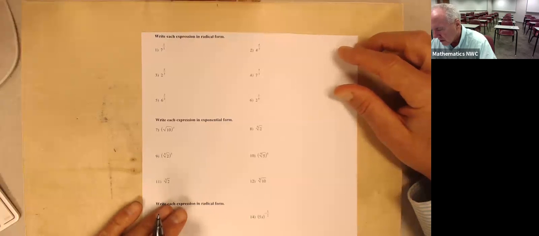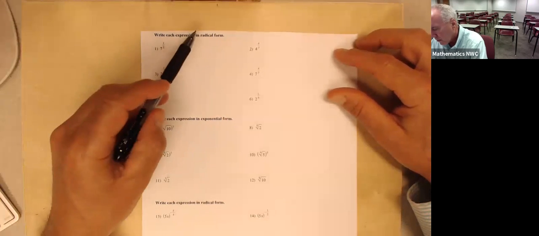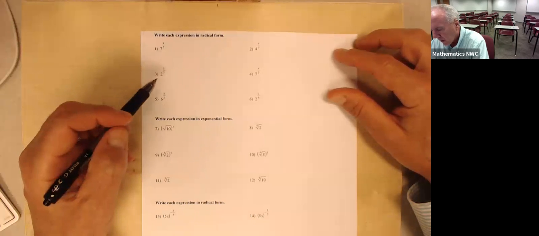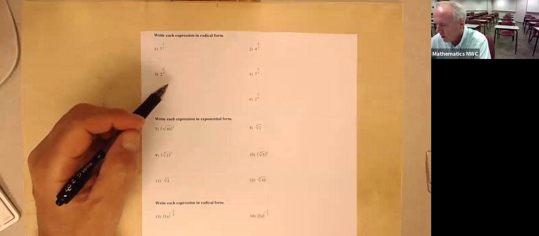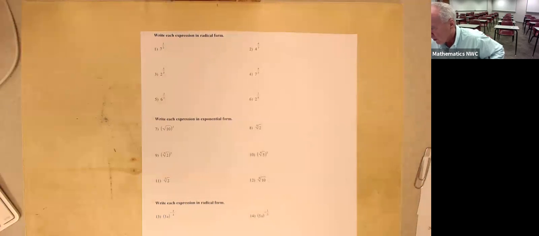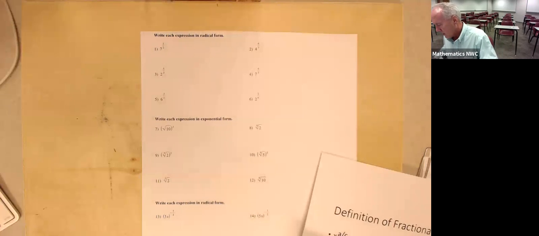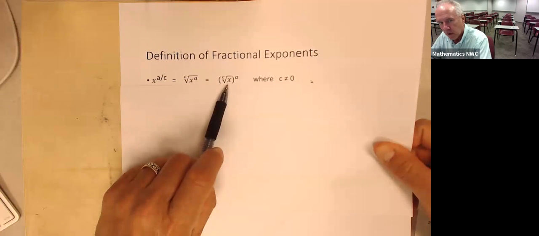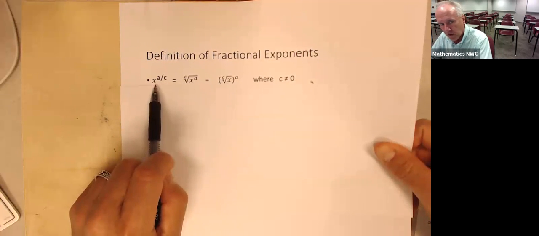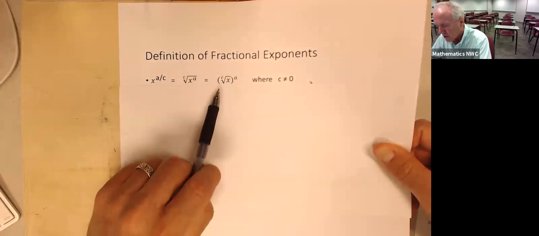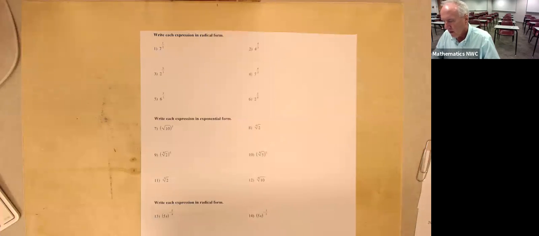This particular sheet is just practice going from radical form to exponential form. I want us to be able to go back and forth very, very comfortably. And what I'm really asking us to do is this. I'm asking us to go from this expression to this one or the other way around, back and forth. You saw this definition earlier here today. So let's do these. We'll go kind of fast.